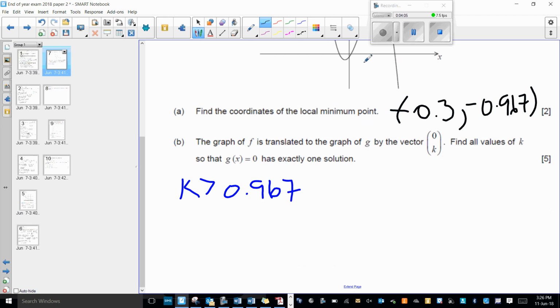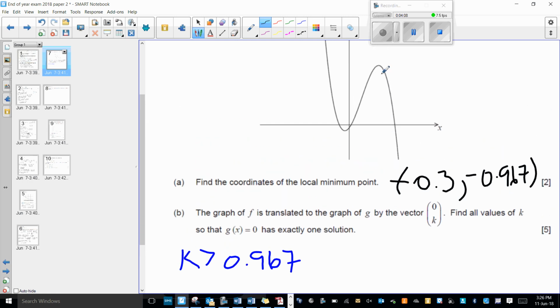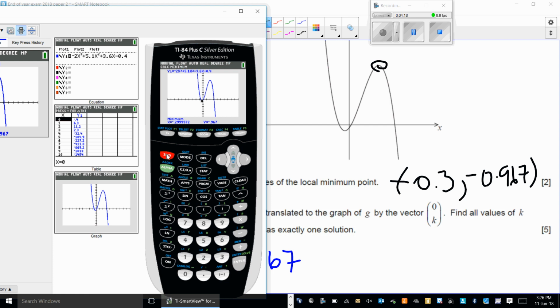However, it could also shift down. So we need to also find this point here. So we thought we'd finish with the calculator, but no. So we're going to do second calc. This time we're finding the maximum. Oh, I think I hit it too soon. Right, let's try again. Calc max.